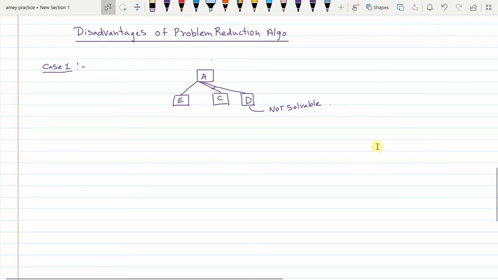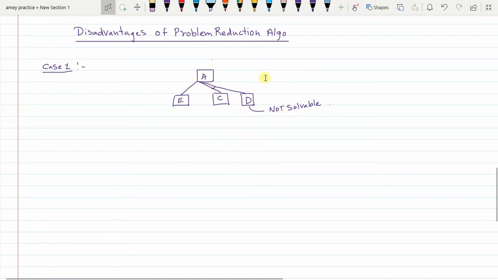And remember that in the problem reduction algorithm, whenever we are dealing with AND graphs or AND arcs, both the sub goals have to be solved, only then the arc CD can be solved further. If any one of these is not solved, then the arc cannot be solved. That means this arc cannot be expanded forward. If one of the goals is not solvable, the arc cannot be expanded further, right?